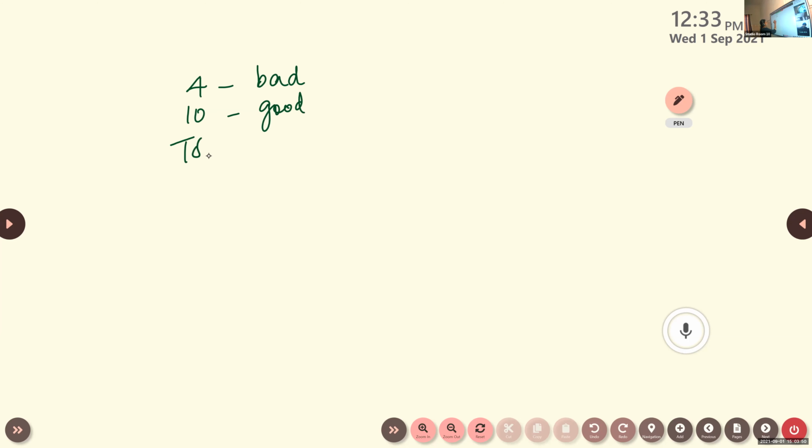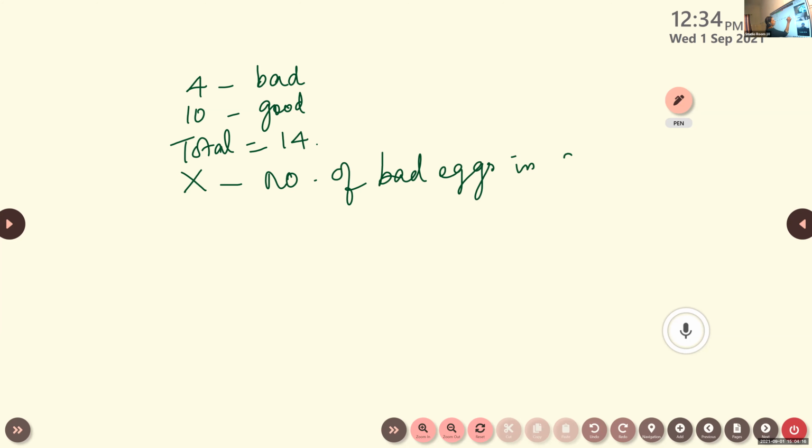Okay, so what will be the total? It will be 14. Okay, total it is 14. Now, how many eggs are we selecting? We are taking 3 eggs. So X denotes the number of bad eggs. We want bad eggs, not good eggs. So we want the number of bad eggs in 3 draws. We are selecting 3 draws, doing it 3 times, one by one, without replacement.